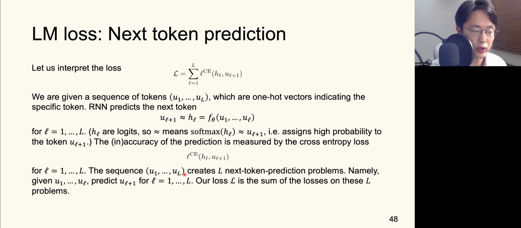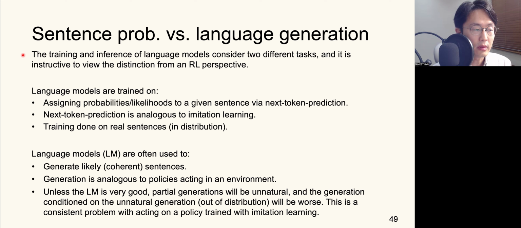So from position 2 to position L plus 1, those constitute big L next token prediction problems in total. And the final scalar training loss is defined as the sum of these L cross entropy losses. For language models, the training and the inference considers two materially different tasks.